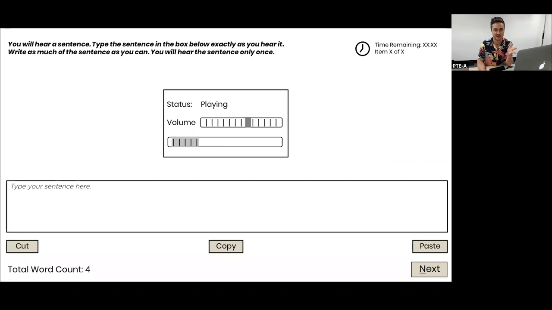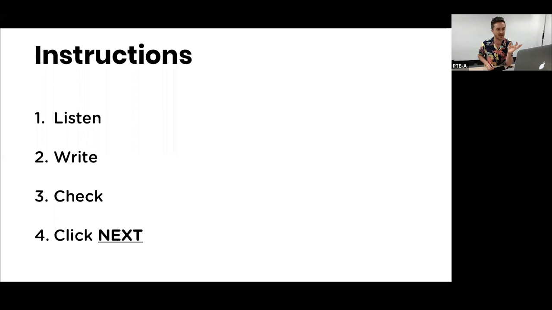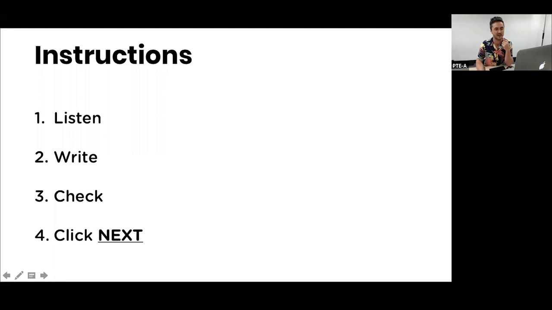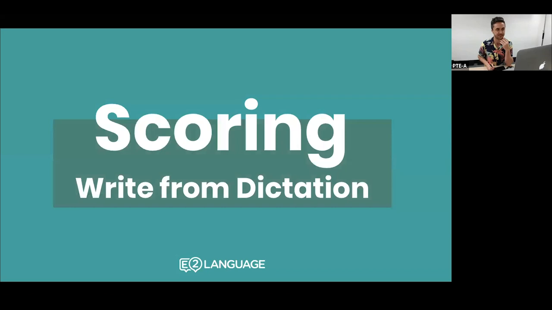What's going to happen is you're going to hear a single sentence. And you'll then write that single sentence, then you're going to click next. Pretty straightforward. So you listen, you write, you check, and then you click next. Okay. Let's talk about the scoring for this particular task.